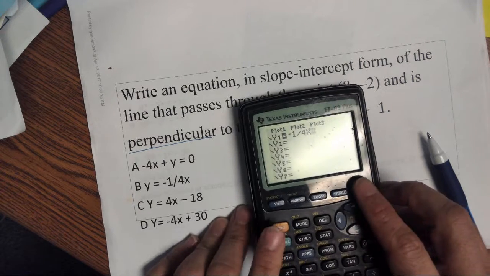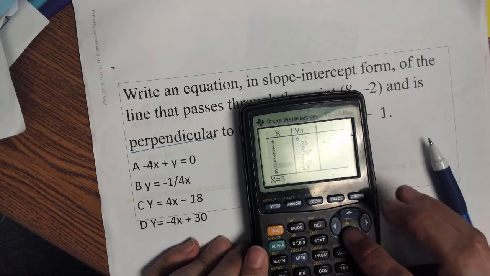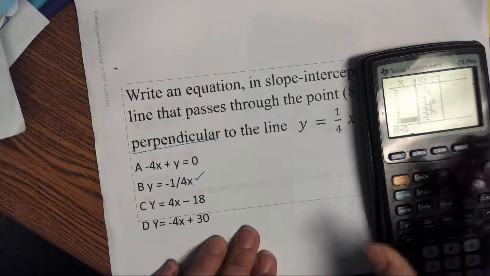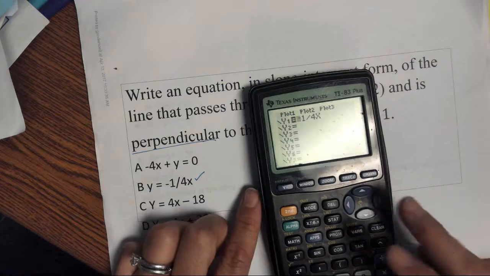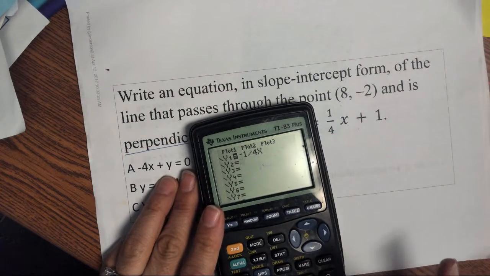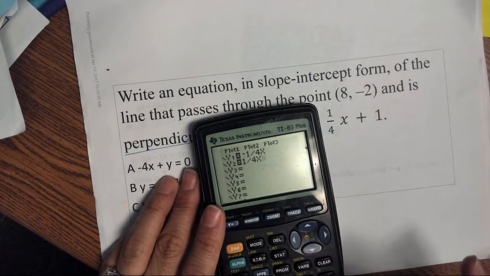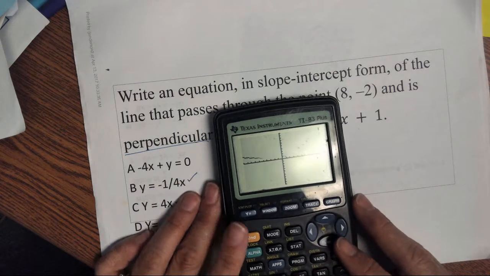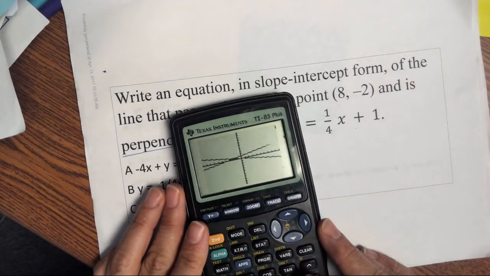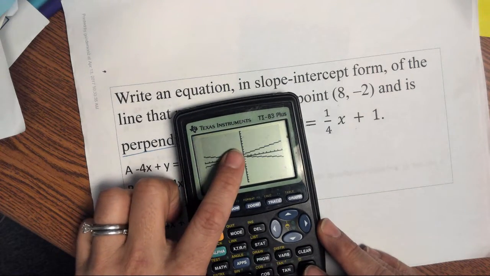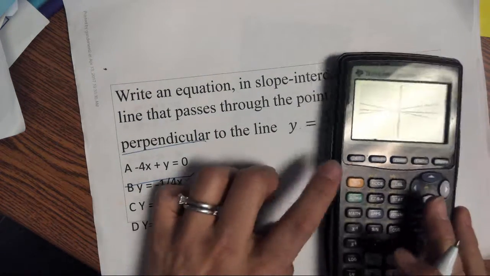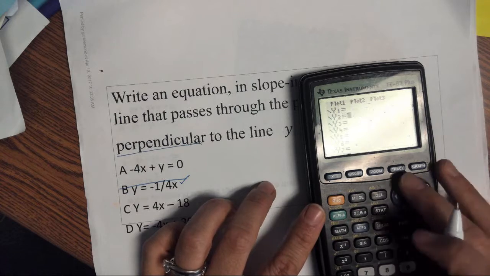Remember, you go to y equals and then you go to your table and you're looking for (8, -2). So choice B does go through that point. Then you have to graph it compared to the original problem and see if it is perpendicular. Okay, so they do cross, but they are not perpendicular because it does not form a 90-degree angle, so it cannot be B. Okay, so we're going to check C.